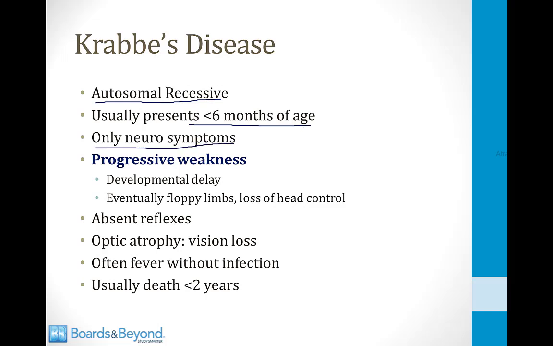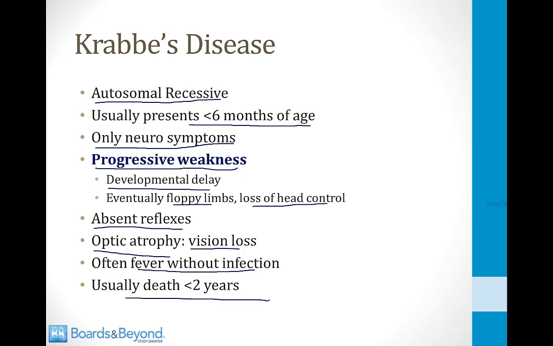The dominant symptom complex will be progressive weakness in the baby. This means there will be developmental delay and eventually floppy limbs and loss of head control. On physical exam, there will be absent reflexes. Sometimes there can be what's called optic atrophy, where there's vision loss in the baby. Another unusual feature that sometimes develops in Krabbe's disease is fever without infection, and this is progressive and deadly. Usually the child dies in less than 2 years. If you Google this on YouTube, you can find some very sad videos of parents whose child appeared to be normal at birth and then developed Krabbe's and then slowly got weaker and weaker until the child died.